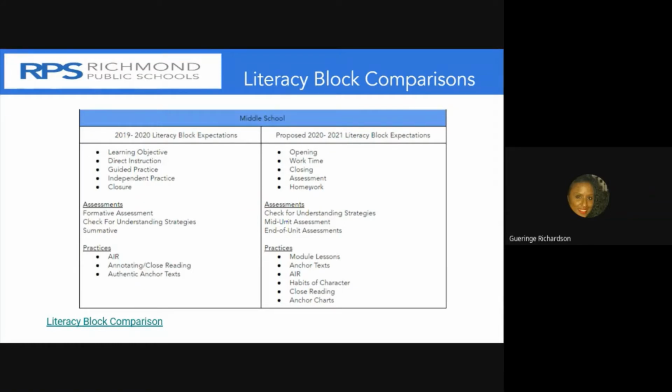The proposed 2021 literacy block, if you look at it, it has some similarities. You have the opening, then the work time, and the closing, and embedded you would have assessments and homework. For their assessments, you have check for understanding strategies, mid-unit assessments, and end-of-unit assessments. Those kind of will be familiar to some of us. And then the practices would be our module lessons, anchor text, AIR, accountable independent reading, habits of character, close reading, and anchor charts. So I feel like many of the middle school teachers, if you are on the line, some of these 2021 proposed expectations you'll be quite familiar with because we saw many of them during this current school year.